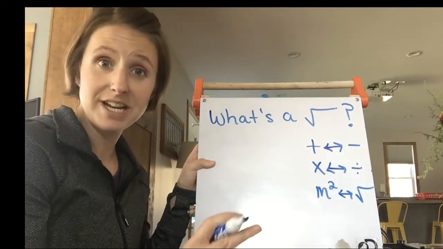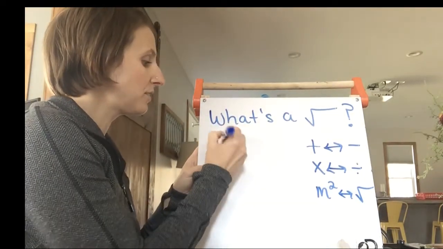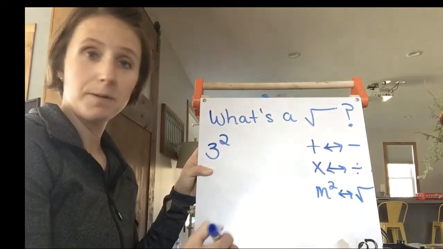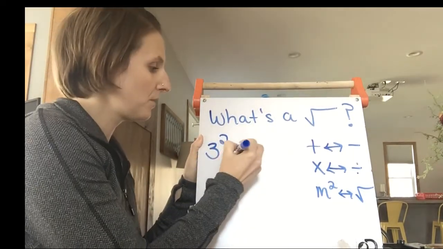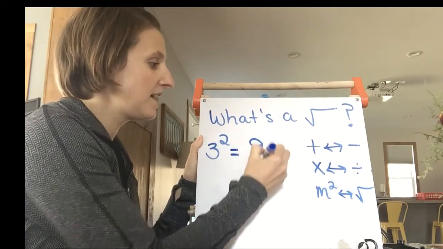Nothing you need to write down yet in your notes. Let's take 3 and let's raise it to the second power. We can also say 3 squared. And well, what's the value of 3 squared? Well, that's 3 times 3, which is 9.